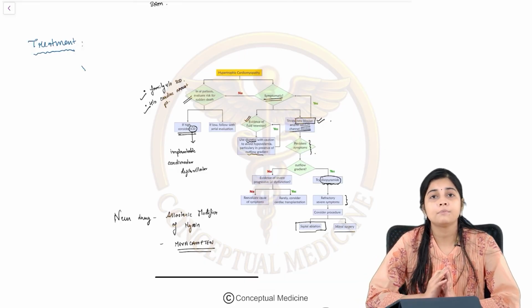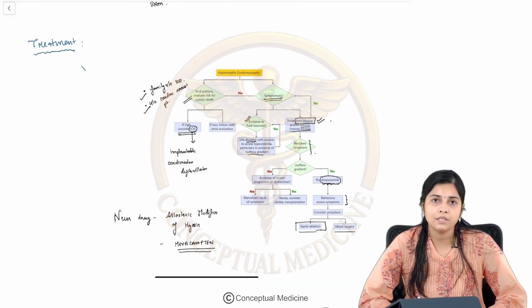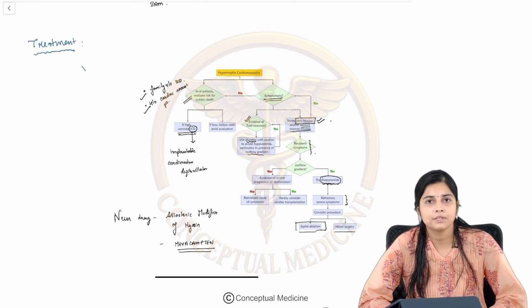Okay. So this brings us to the end of this topic and discussion on cardiomyopathies. I hope you've understood this topic well.